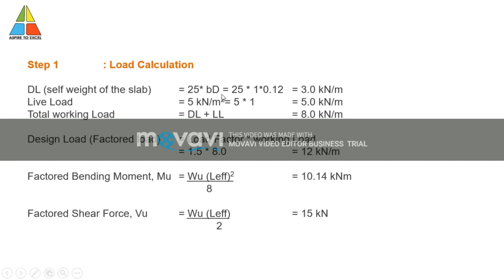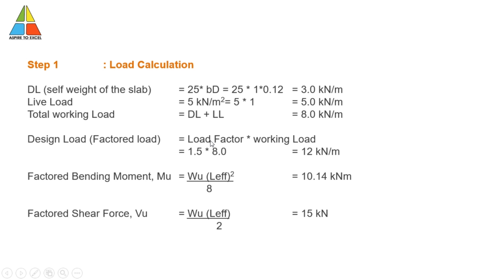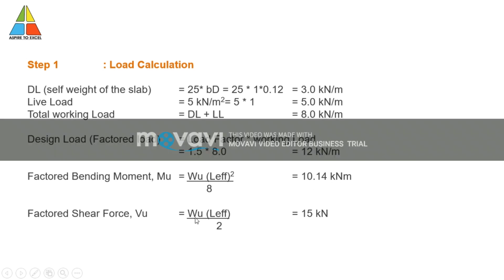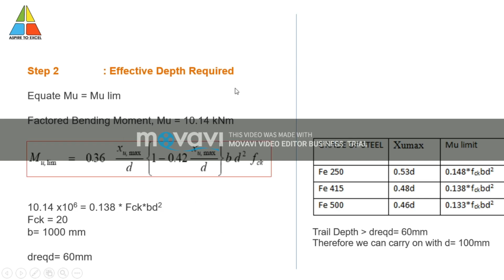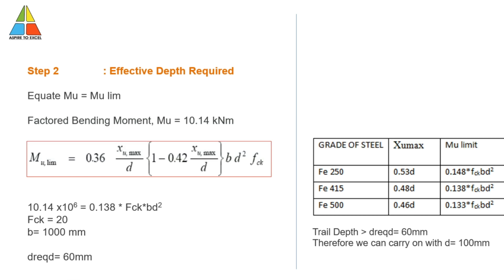So we have reduced the load in the form of UDL. Now the maximum bending moment would be 10.14 kilonewton meter, and shear force is nothing but the reaction, that is 15 kilonewton. Then the effective depth required. At the start we assumed a trial depth as equal to 100 millimeter.